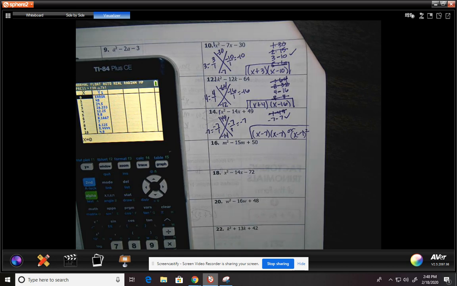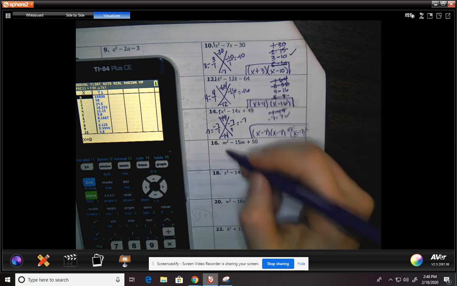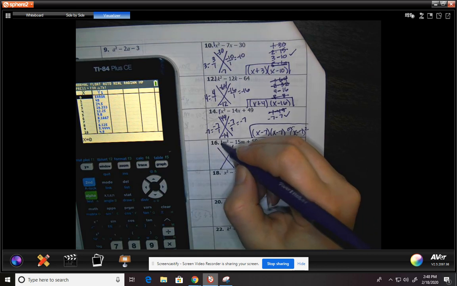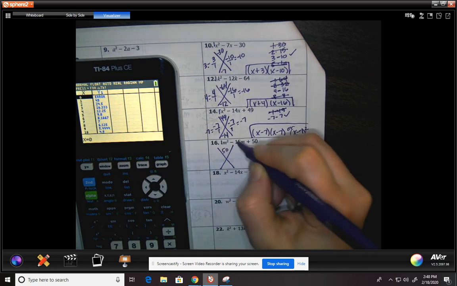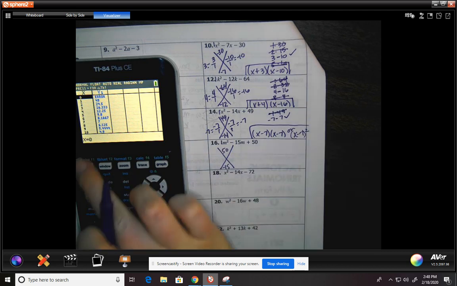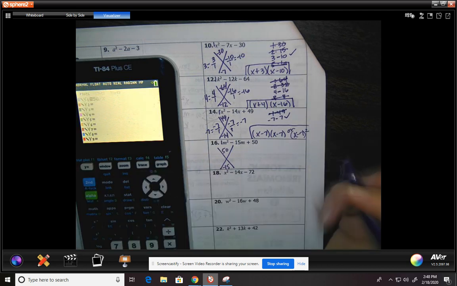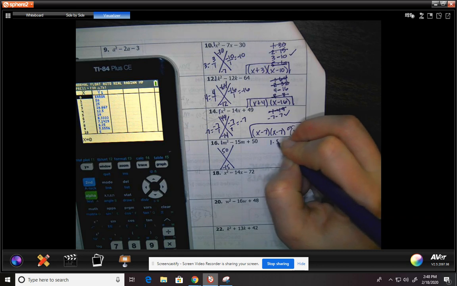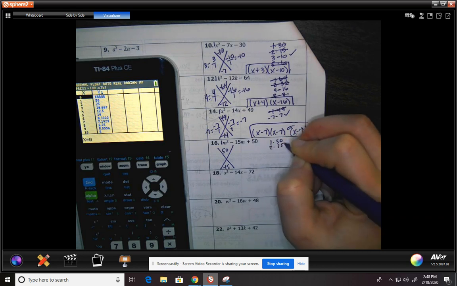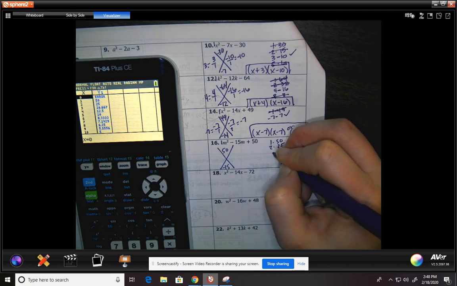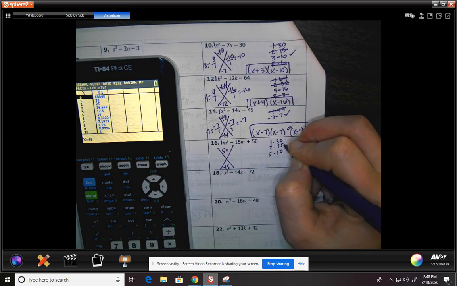For number 16, one more style like these signs. Okay, I'm going to put my x. 1 times 50 is 50, and my sum has to be negative 15. If you want to see the multiples of 50, you should have 1 and 50, 2 and 25, 5 and 10. That should be it.